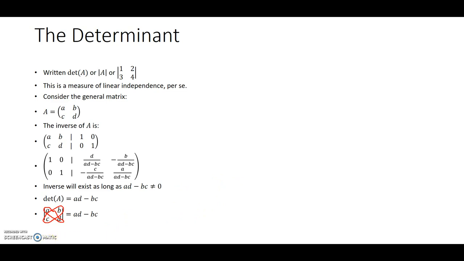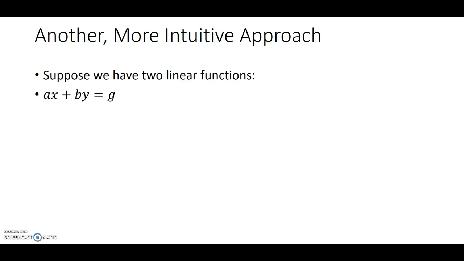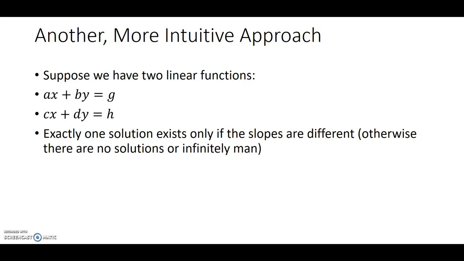Okay, so another way to think about it more intuitively is, suppose we have two linear functions, ax plus by equals g, and cx plus dy equals h. So a, b, c, d, g, and h are all just real values. Well, we know there will be exactly one solution only if the slopes are different. Otherwise, there are no solutions, or infinitely many, I should say. So if the slopes are different, we will ensure there will always be exactly one solution. It might be in the first, second, third or fourth quadrant, but there will be exactly one solution.